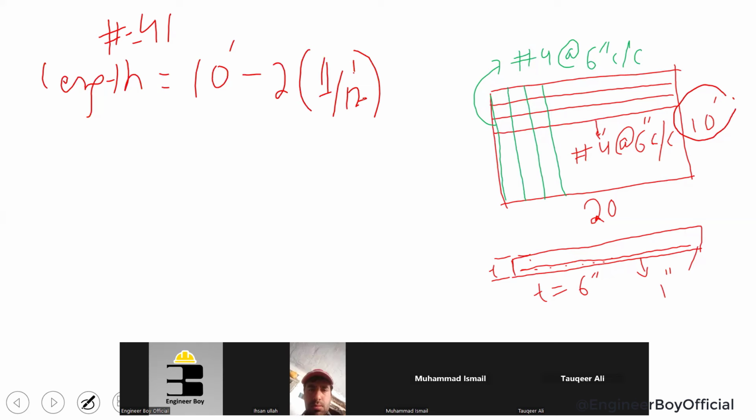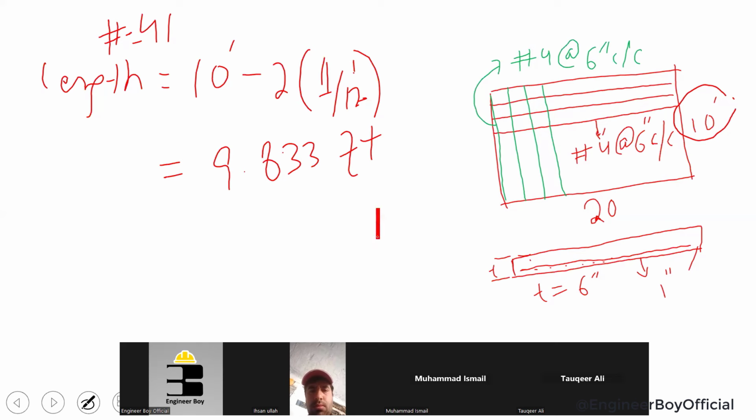Now, 1 over 12 times 2, that is the concrete cover, which is 0.16 something, okay? And we will subtract that from 10. It means the length of 1 bar, or you can say the cut length, can be 9.833. So this is the thing you have to tell the steel fixer, okay? The steel fixer has to cut the bar at the same length, which is 9.833.